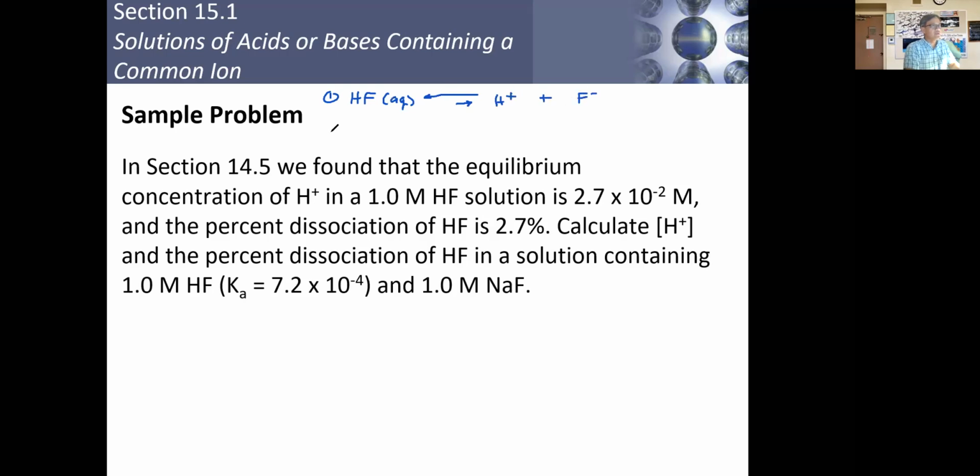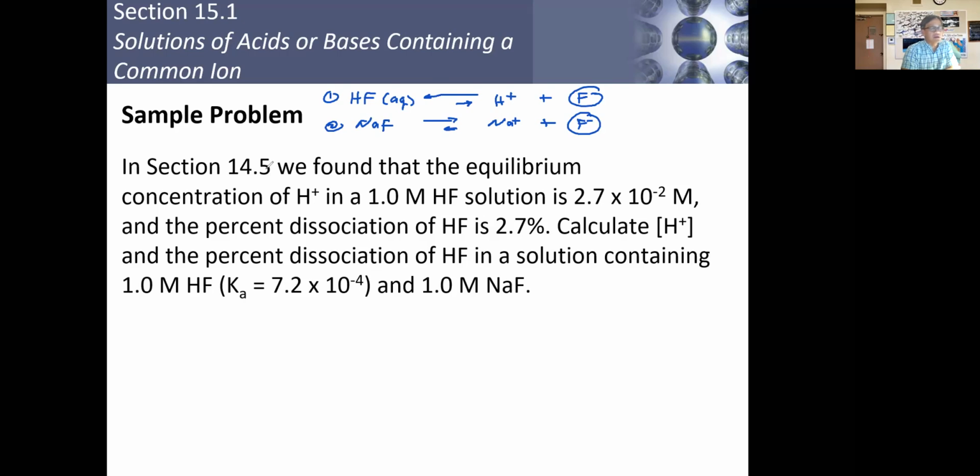Then we're going to have hydrogen ions and the fluoride ions. To this solution, we're going to add sodium fluoride, which will dissociate to give us sodium ions and the fluoride ion. So we have our common ion right there.